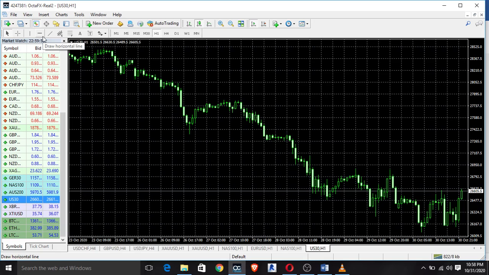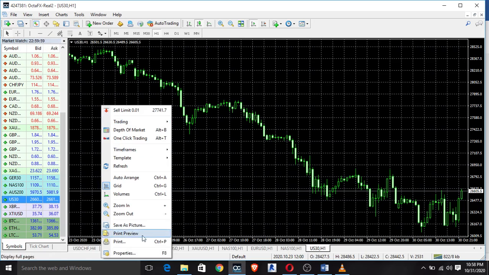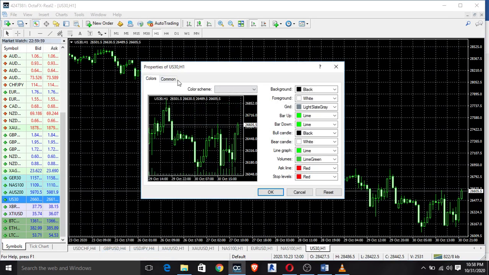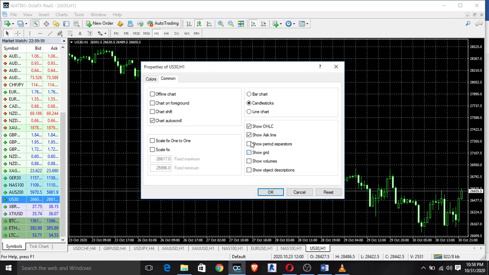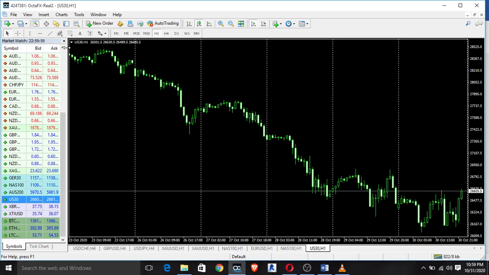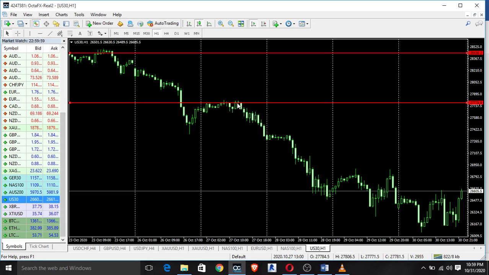Okay, let's draw out the possible support and resistance here. You don't have to fill your chart with too much lines. They will complicate you. Few lines that are very important are okay. You see, number 1, number 2, number 3, and lastly number 4.